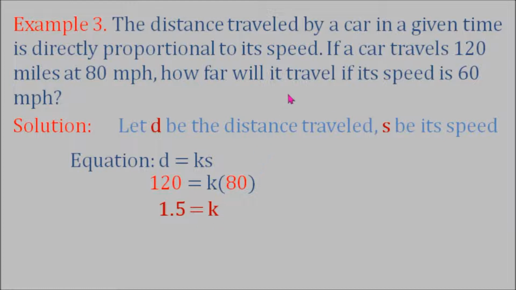Now we are going to find the distance if the speed is 60. Going back to our original equation, we have d equals k times s. Our k is 1.5 and our s is 60, so we have d equals 1.5 times 60, and 1.5 times 60 is 90. So our answer is 90 miles.